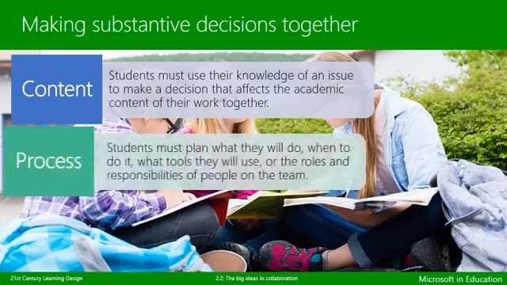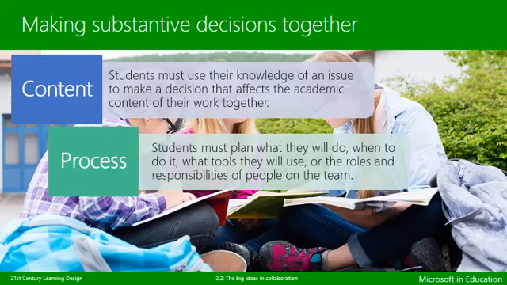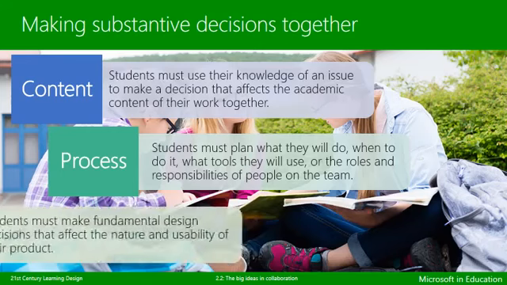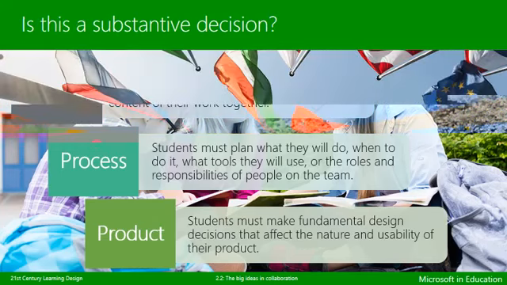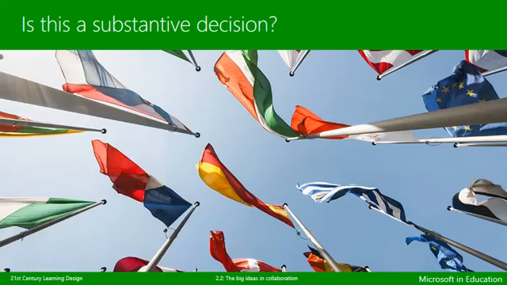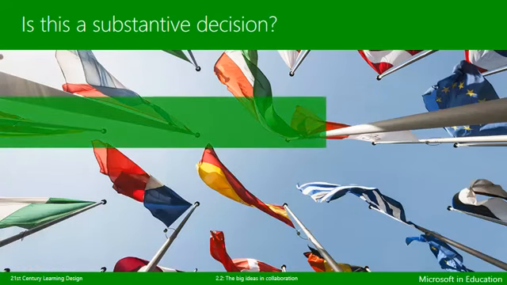With regards to process, this means students must plan what they will do, when to do it, what tools they will use, or the roles and responsibilities of people on the team. Finally, when referring to product, this means that students must make fundamental design decisions that affect the nature and usability of their product. Now I want you to think about the following situations to determine if students are making substantive decisions.